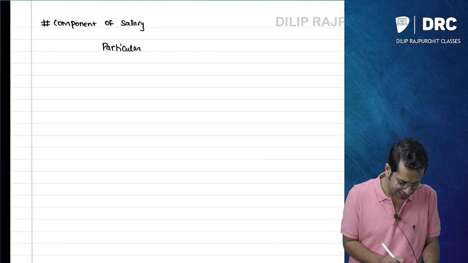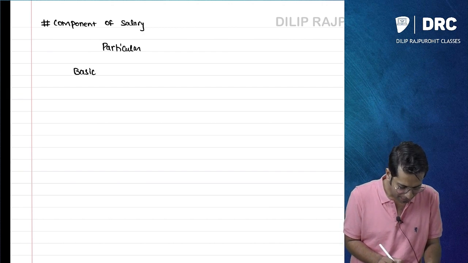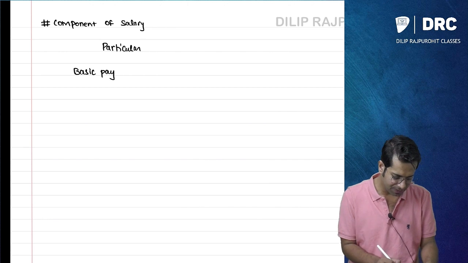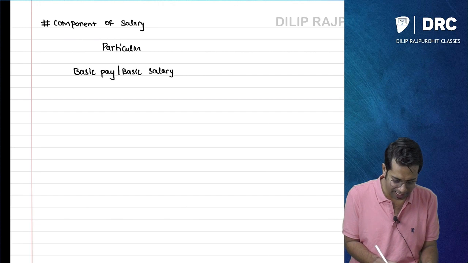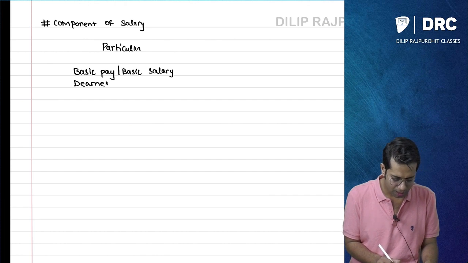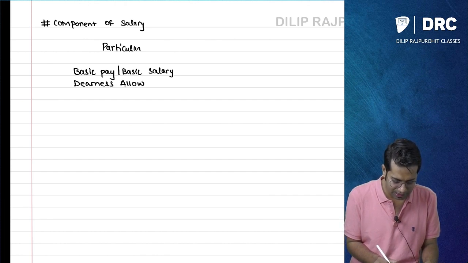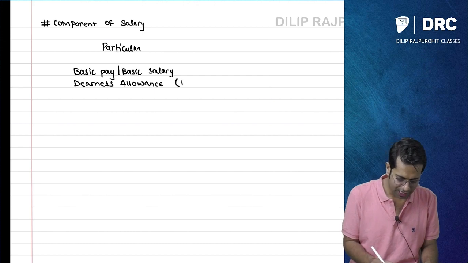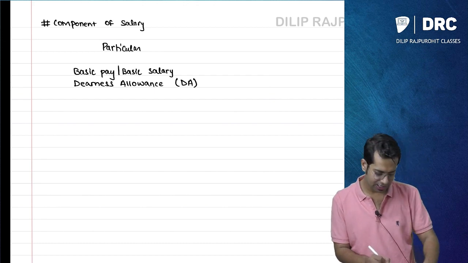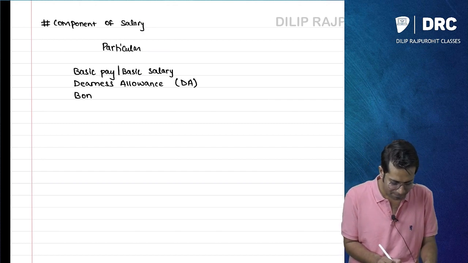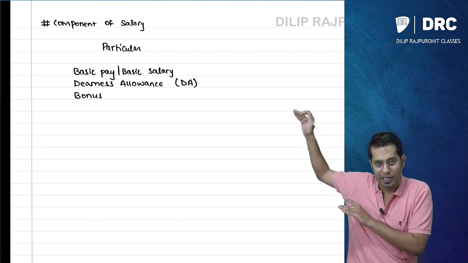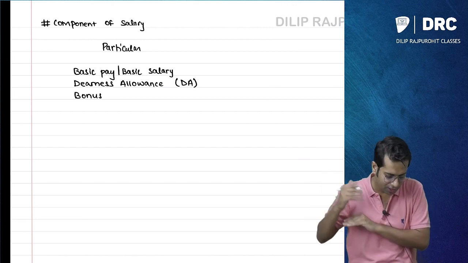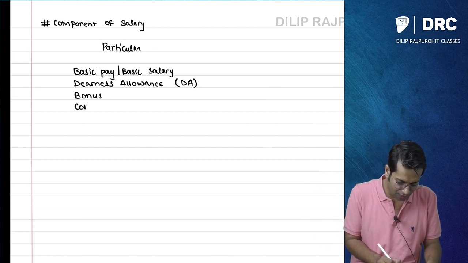So what are the different components? The first component is basic pay, also called basic salary. It is your base salary. Then you have dearness allowances, also called DA. Then you have bonus. All these are various different components. Salary does not mean only your basic salary. Bonus is also treated as your salary. Overtime charges are also treated as your salary. Commission which you have is also treated as your salary.